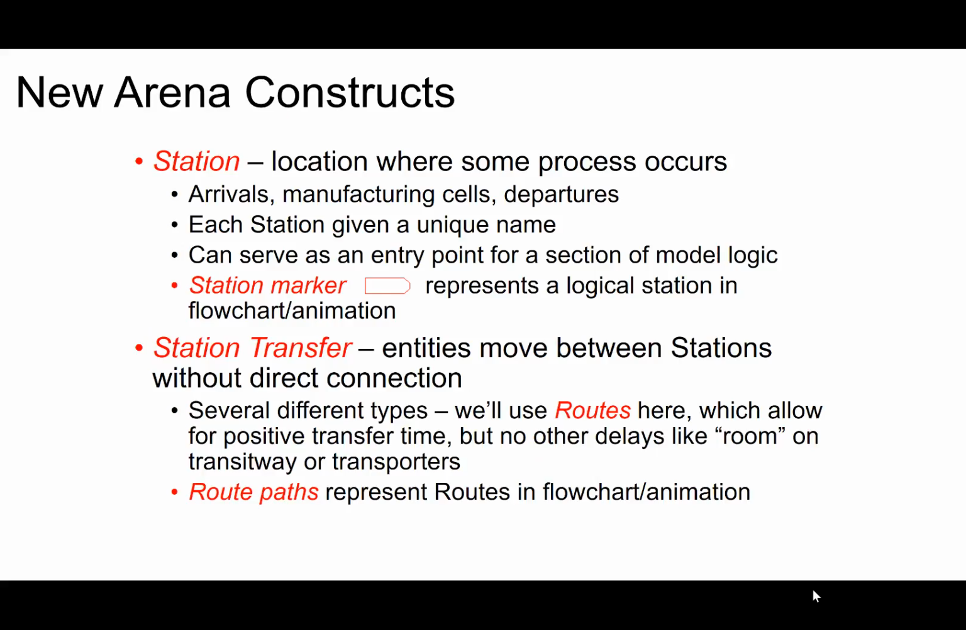So new constructs will need to have a station, which will be the location where some of the process occurs. So arrivals and manufacturing cells and departures will give each station a unique name, and this can serve as an entry point for a section of the model logic. And the station marker shown here will represent a logical station in the flowchart animation. Station transfers are entities moved between stations without a direct connection. There are several different types. For these purposes here, we'll use routes, and we'll represent the routes with route paths in the animation.